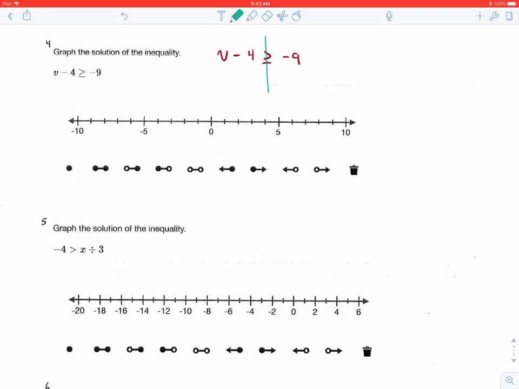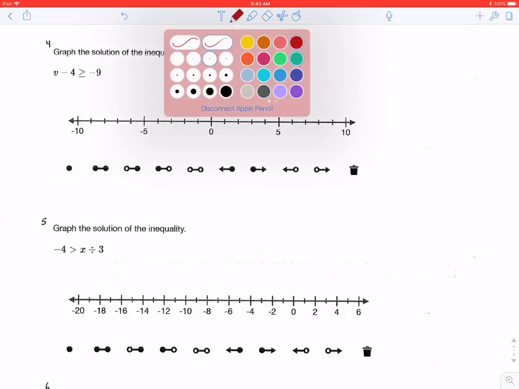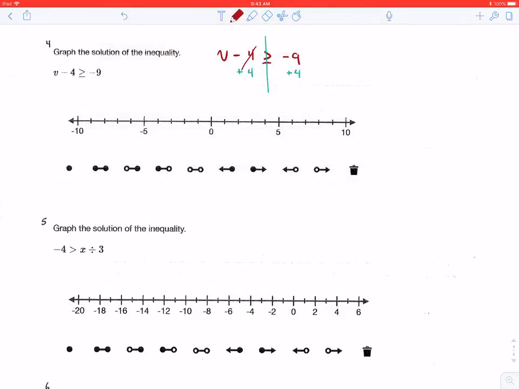And in order to get rid of a minus 4, you're always going to do the opposite operation. So that means we're going to add 4. And if we add 4 to the left side, because it's an inequality, whatever we do to one side, we have to do to the other side. Following that step, we can cancel out this minus 4 and the plus 4 and get the v by itself.